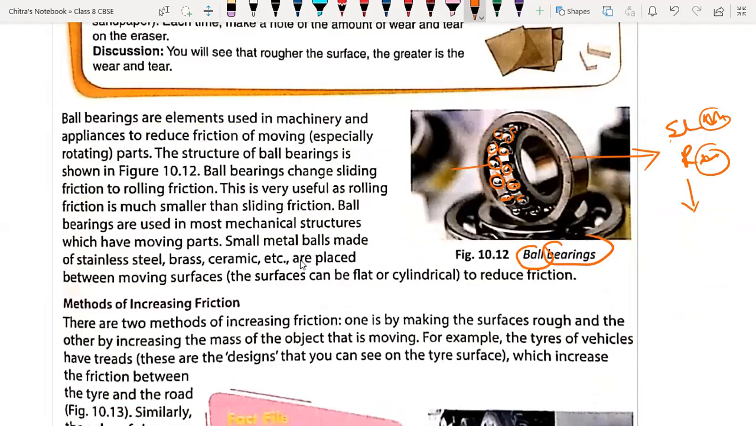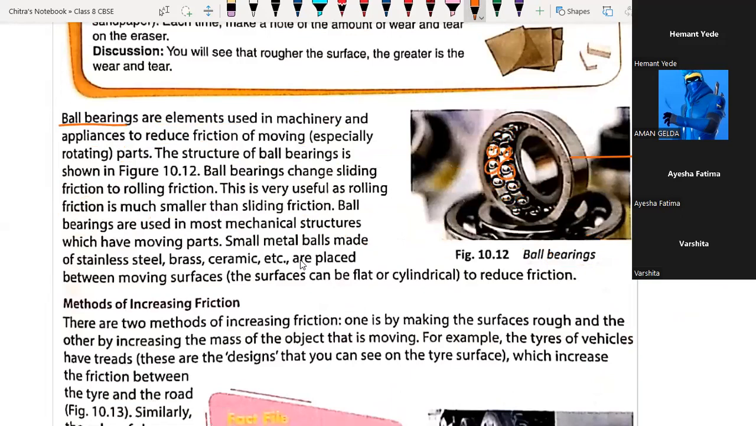By using the ball bearing. Why is it called a ball bearing? Because in its structure, you can see we have many balls arranged here. Here we have sliding friction as well as rolling friction, because these balls are going to roll and slide on both surfaces. So the bearing produces both sliding and rolling friction.